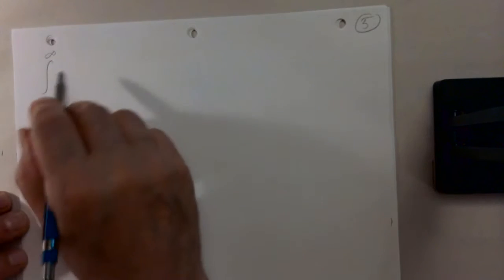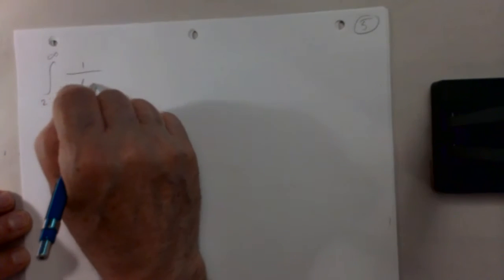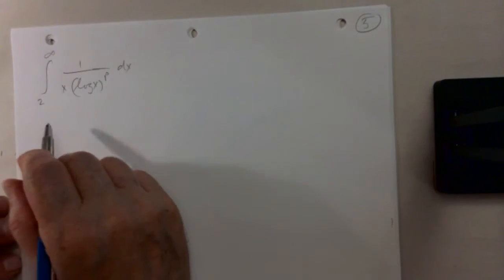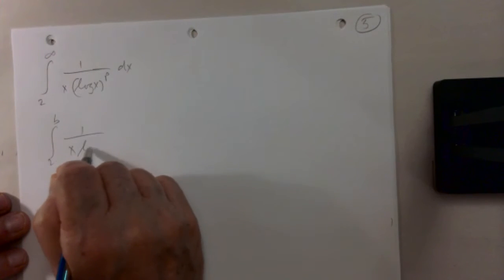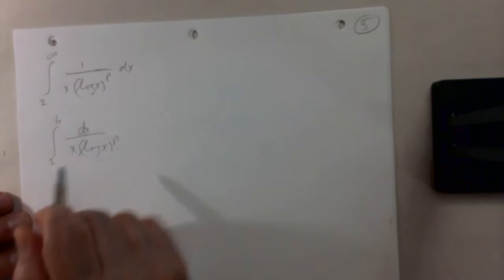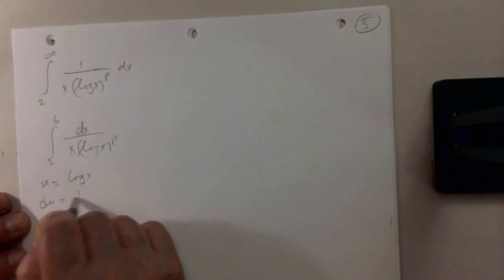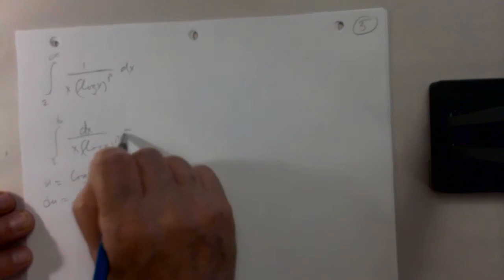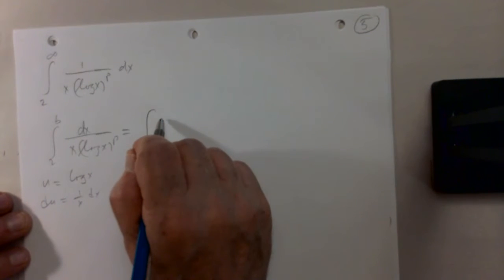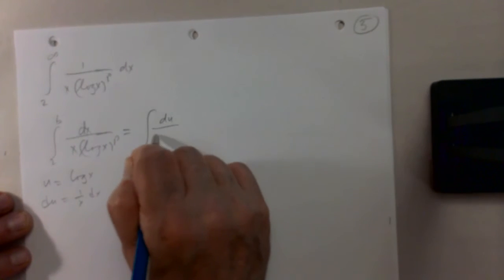So the integral we need to examine is the integral from 2 to infinity of 1 over x (log x)^p dx. To do that, we integrate from 2 to b, 1 over x (log x)^p dx. If we make the substitution u equals log x, so du/dx is 1 over x, so du is 1 over x dx. When we substitute, we get the integral of du over u to the p.